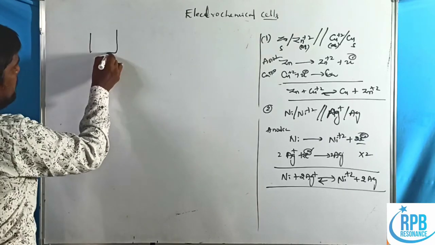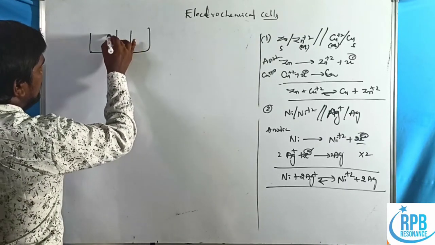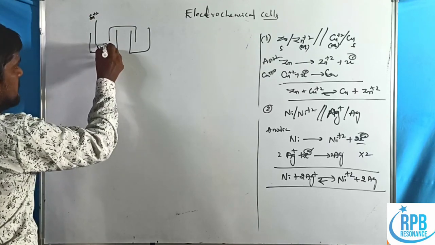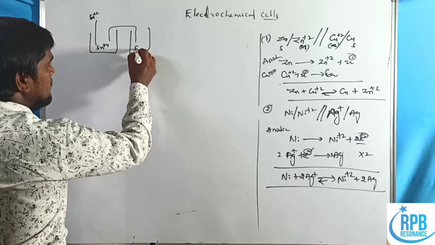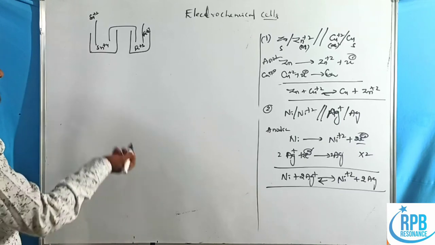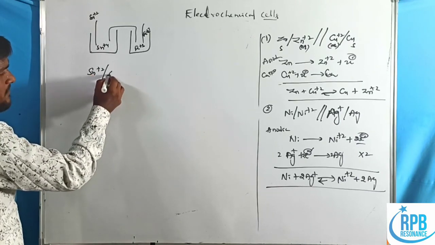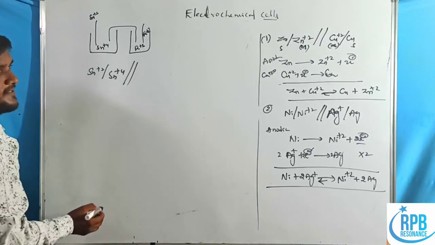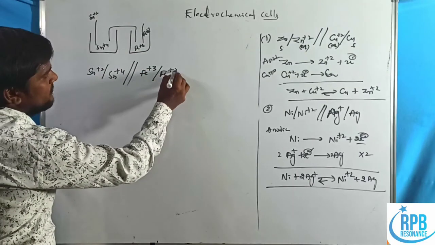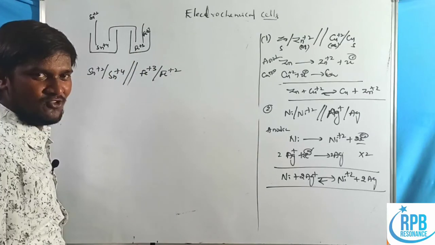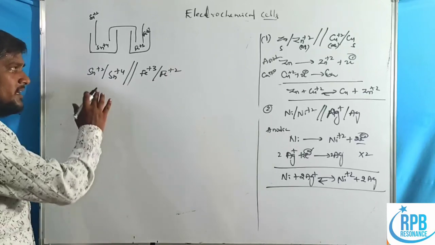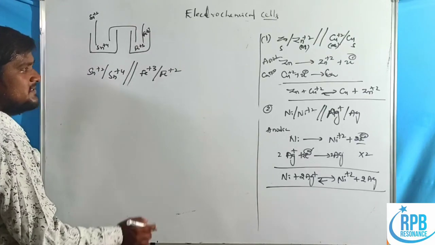So here there are 2 half cells. One has a stannous plus 2 rod and stannous plus 4 solution. Another has plus 3 and plus 2 of iron. Simply, Sn plus 2 converts into Sn plus 4, here is the salt bridge, and Fe plus 3 converts into Fe plus 2. The right side is the cathode, which means reduction takes place, and reduction means the oxidation state decreases. Here it is the anode, where the oxidation state increases. This is the simplest reaction.